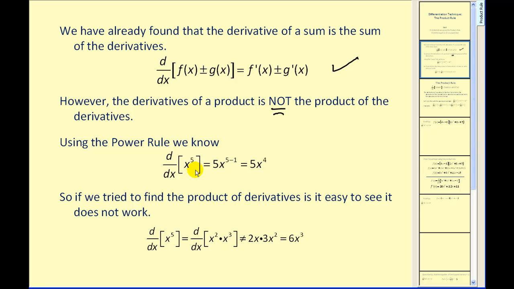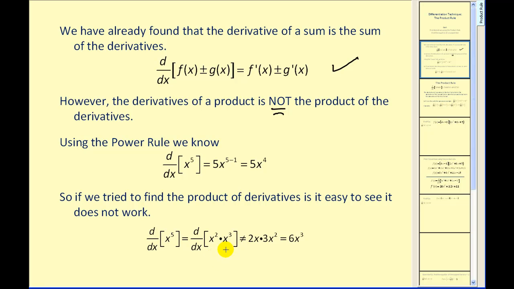We know the derivative of x to the fifth, by using the power rule, is equal to 5x to the fourth. So if we try to find the product of derivatives, it's easy to see this does not work. For example, instead of finding the derivative of x to the fifth, let's say we found the derivative of x squared times x to the third. So here we have a product. If we take the derivative of each of these and then multiply them, here we'd have 2x and then we'd have 3x squared. Obviously that's equal to 6x cubed, which of course is not equal to 5x to the fourth. So this just doesn't work.